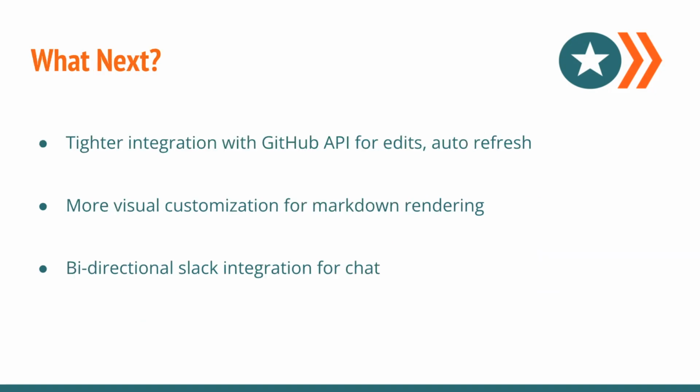You might be curious of what's next. We have some great plans for the future of Code Platoon Central. To start, tighter integration with GitHub API for edits and auto refresh upon any changes. More visual customization for markdown renderings, such as integrating code blocks and proper syntax highlighting. Bidirectional Slack integration for chat. This would include real-time messaging between all members of the cohort, resulting in a centralized communication hub.